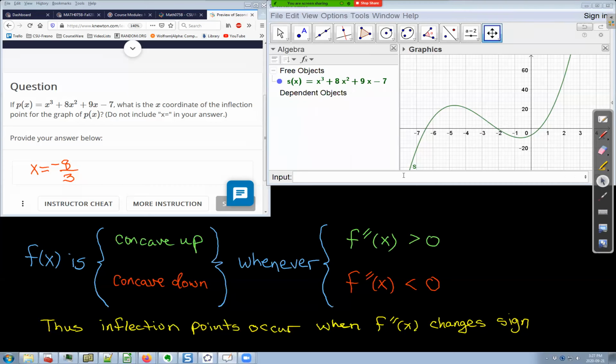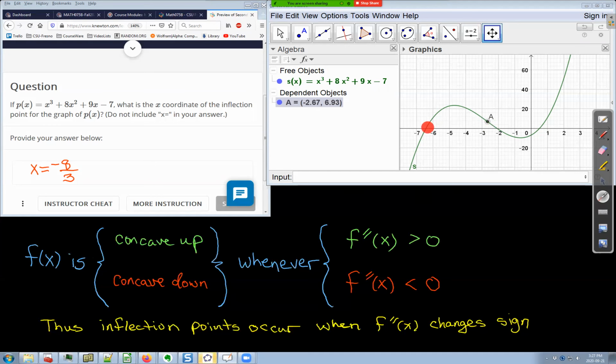And so that's pretty good. But why don't we go ahead and draw it? The x coordinate is negative 8/3, and then the y coordinate will be s of negative 8/3. And so you can see, there's the point right there. And I ask myself, does that look like it could be an inflection point? And the answer is, yeah, I think that definitely could be an inflection point.